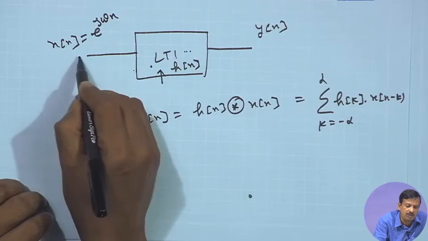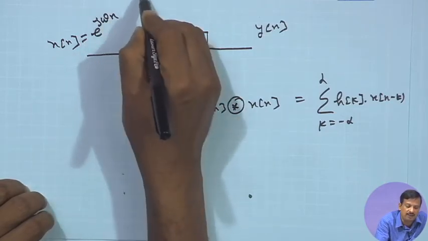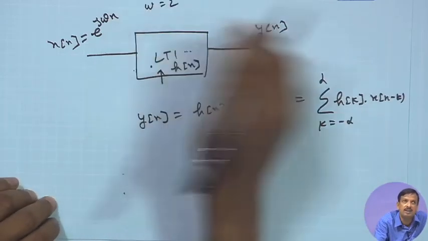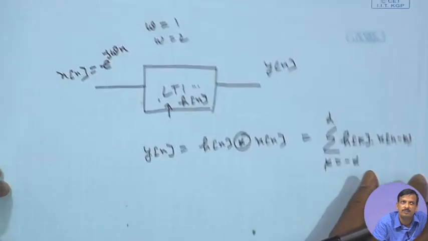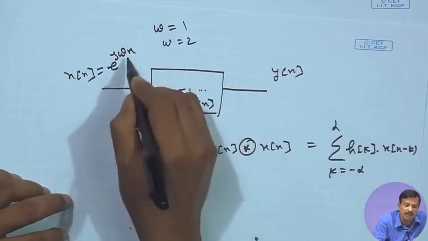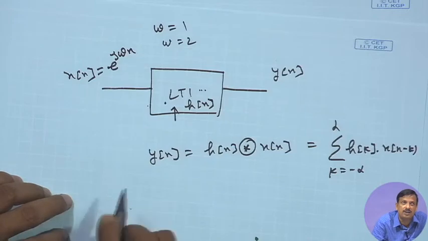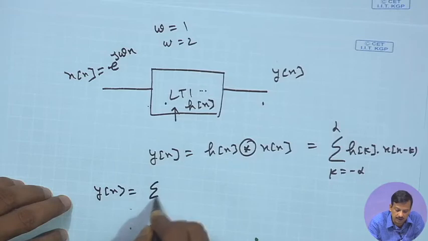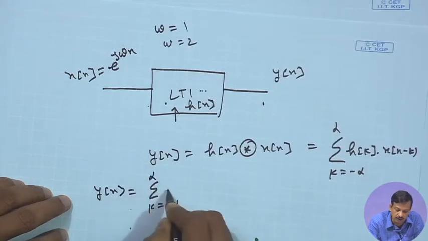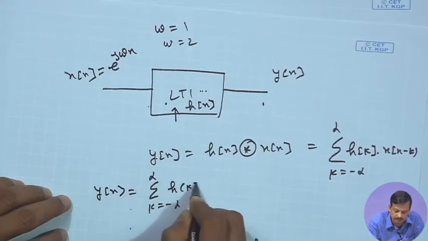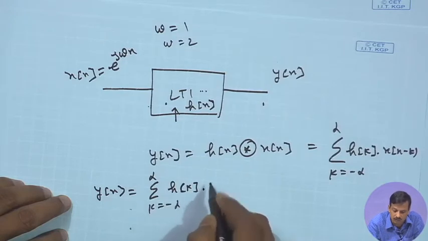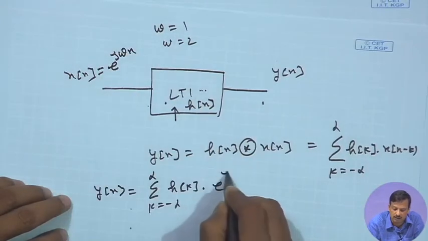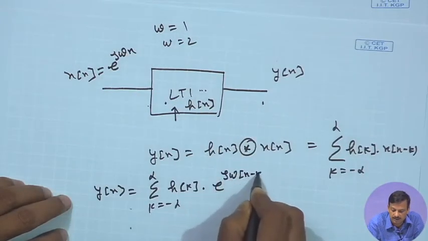So, I apply e to the power j omega n where omega is distinct, let us say for 1 hertz, then I change omega for 2 hertz, then for 3 hertz. I can do it that way, and n is the sample number. So, I apply e to the power j omega n, what should be the output? Then y[n] is the sum over k equal to minus infinity to infinity of h[k] into x[n minus k], which is replaced by e to the power j omega (n minus k).